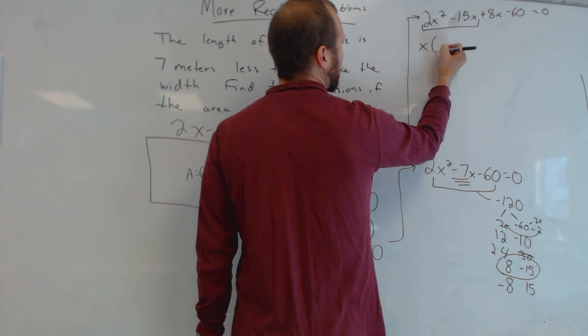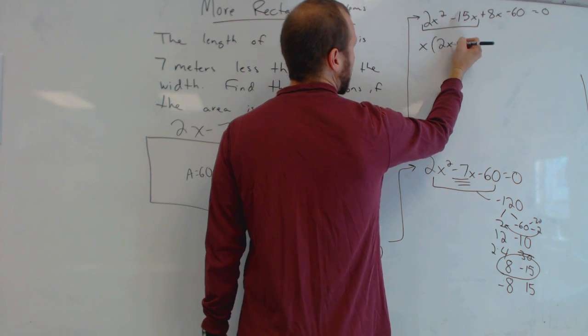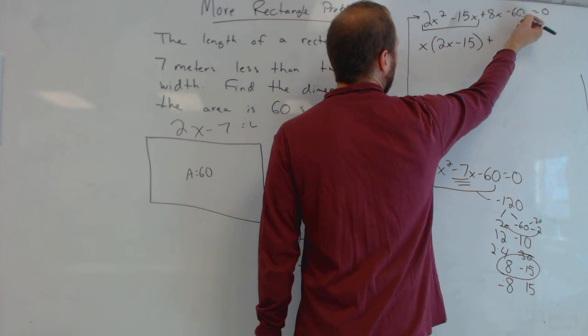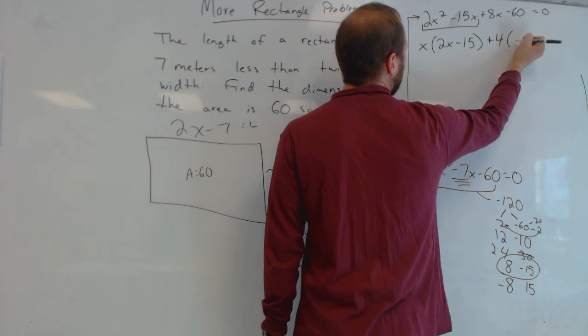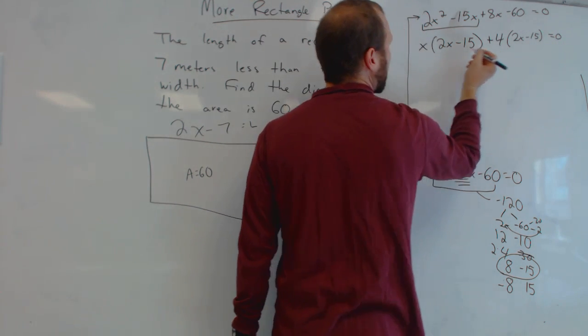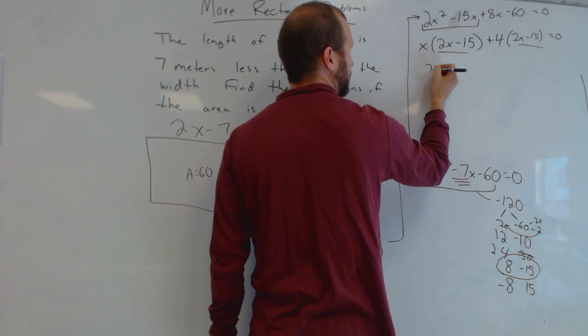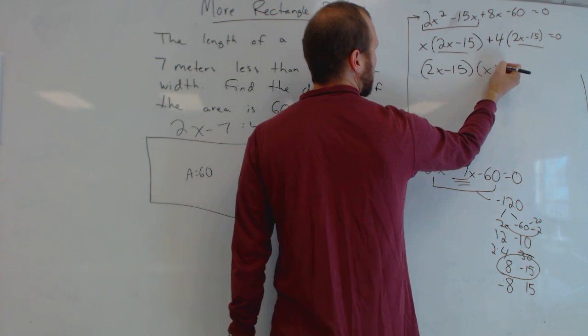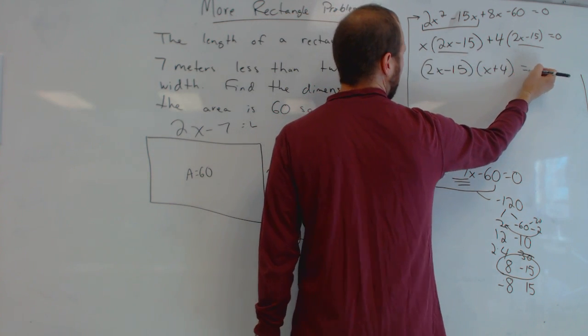The only thing I can pull out here is an x. So I have 2x minus 15. I can pull a 4 out of both of these. And I have 2x minus 15. And then I pull out my block. 2x minus 15 times x plus 4 equals 0.